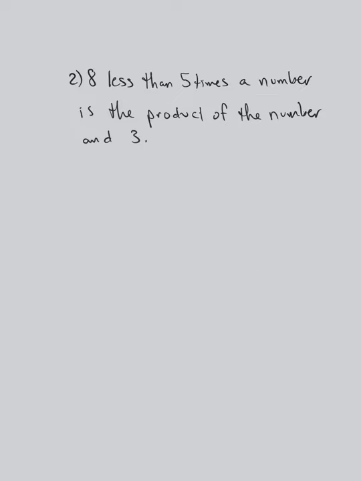So here's another one. 8 less than 5 times the number is the product of the number and 3. Okay, now this one's a little bit more complicated, so I'll break it down. The key thing, especially for more complicated ones, and if you know that you're going to have an equation, look for the equal sign. So if you notice, it's right here with the is. All right, and so that helps you break down the two sides of the equation.